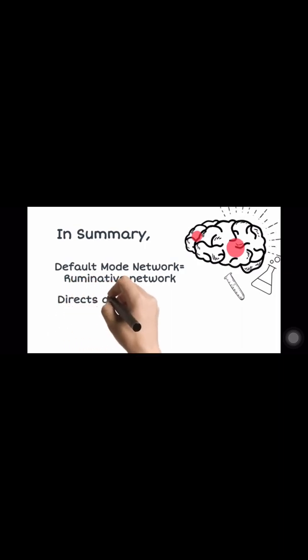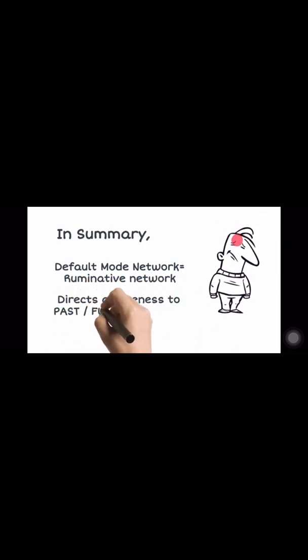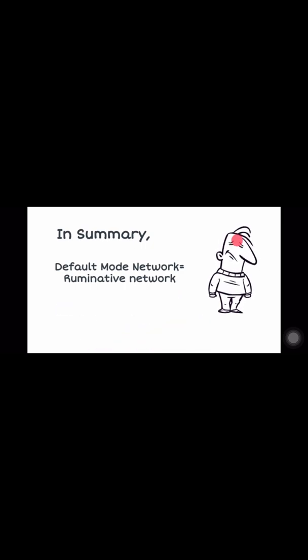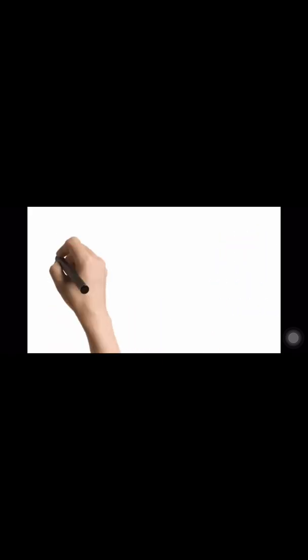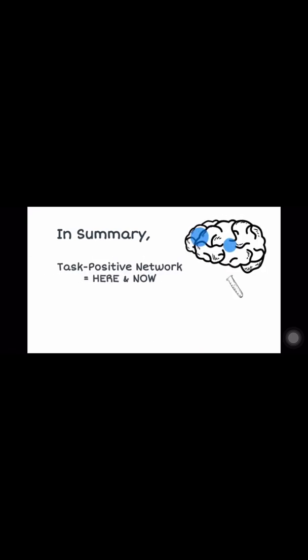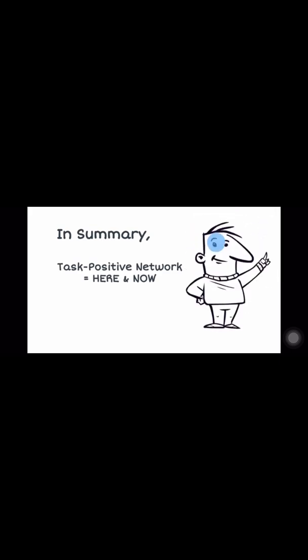So in summary, the default mode network can be said to be a ruminative network. It directs our awareness to the past and future while largely ignoring the present. And while the DMN can be used responsibly for planning and organizing, we must be wary of the negative aspects of it. The task positive network can be said to be responsible for present moment awareness, being in the here and now. It is the action network.